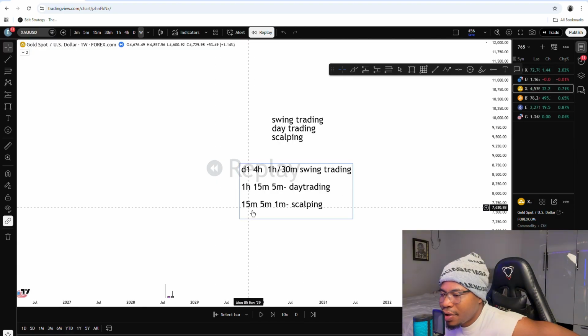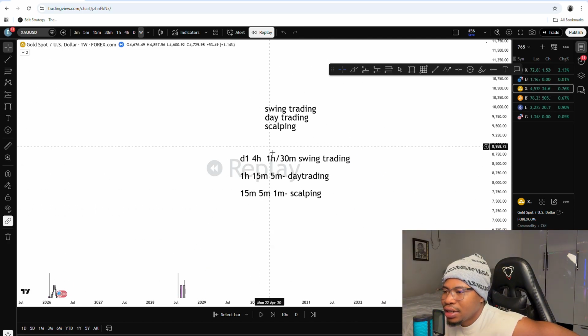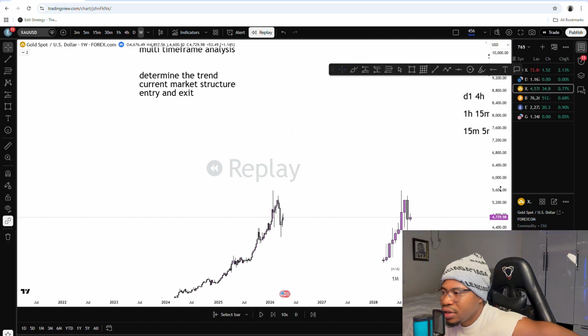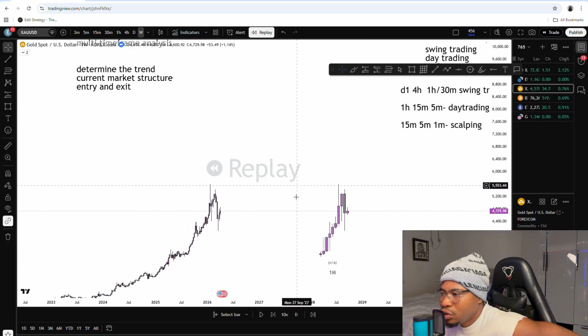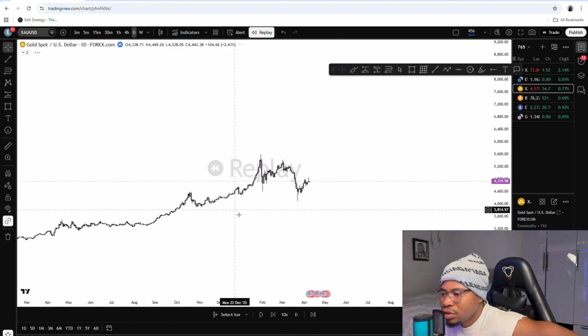All right, so we'll have the higher time frame. Out of the three time frames, we'll have the first time frame, which is to determine the trend. We'll have the second, which is to determine the structure, and we'll have the last time frame, which is to determine the entry and exit. All right, now let's go to the chart and see this for ourselves. So we're going to start with the swing trading method, where we use the daily as our first time frame, which is to determine the trend.